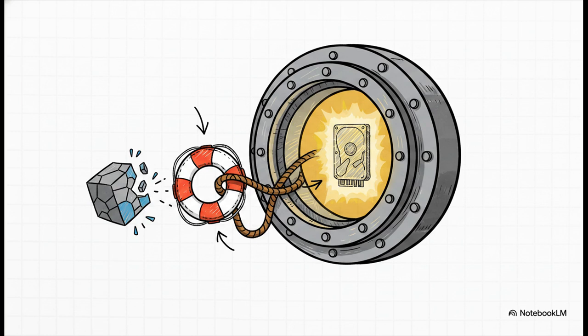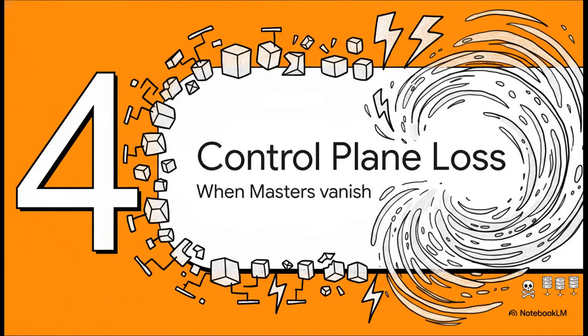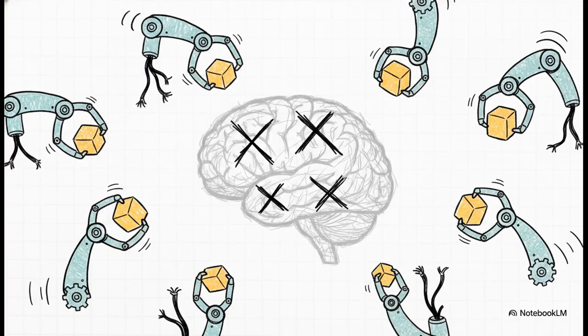It's gone. That backup is your absolute final line of defense. Now, let's escalate things in part 4, complete control plane loss. What happens when all your master nodes just vanish? Let's say your underlying VMware cluster has a catastrophic hardware failure. All 3 of your master nodes get wiped out. The control plane is completely gone.